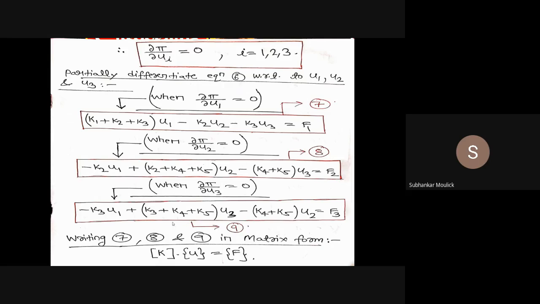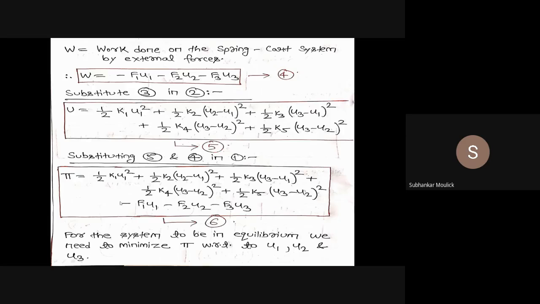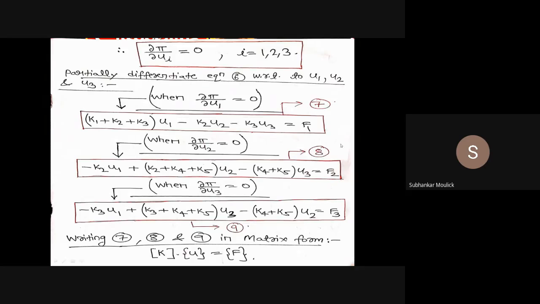Fine. So no need in. Every time if I write all these steps, it will take some time. So better, these calculations you can do. You can do these differentiations. Fine. So you will get equation number 7, 8, and 9. So far it is clear. Equation 7, 8, and 9.